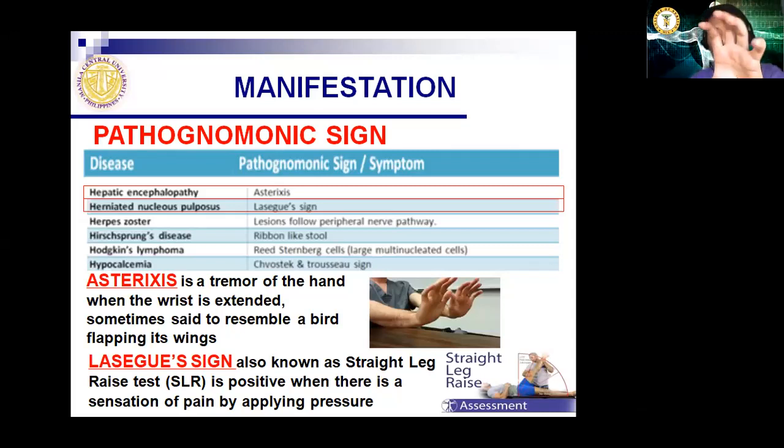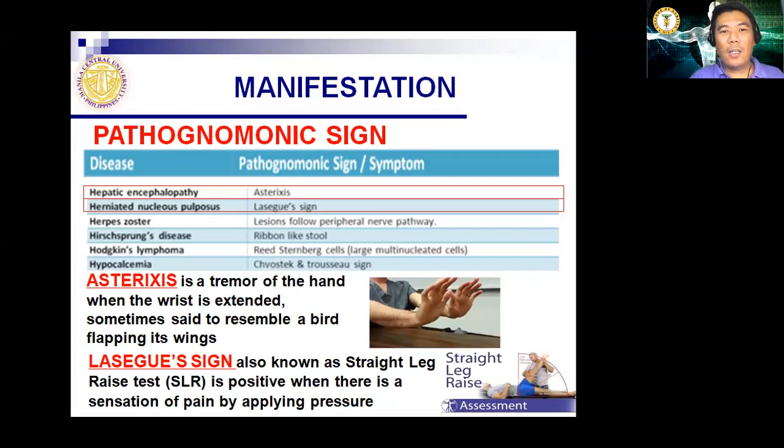Like that, it looks like this. So this is what we call asterixis, the tremors of the hand when the wrist is extended. Extend your wrist. When you extend your wrist, the manifestation will appear. Okay? Asterixis. For herniated nucleus pulposus, it is usually from the term itself, hernia.